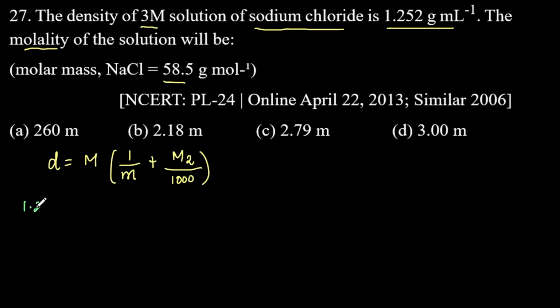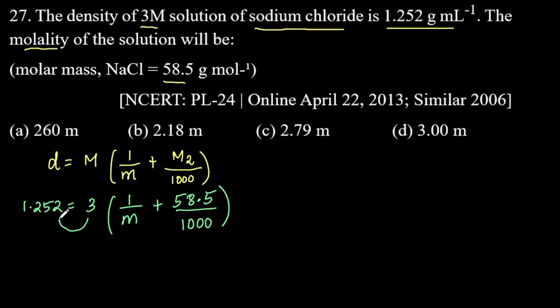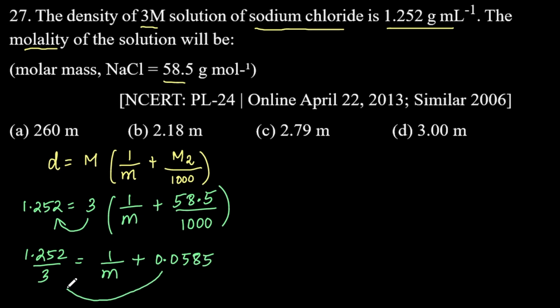So density is 1.252, which is equal to molarity, 3, into 1 by m plus M2, which is given as 58.5, divided by 1000. So if you take this 3 to the left hand side, 1.252 divided by 3 is equal to 1 by m plus 58.5 divided by 1000, which will give 0.0585. So you have to take this 0.0585 to the left hand side.